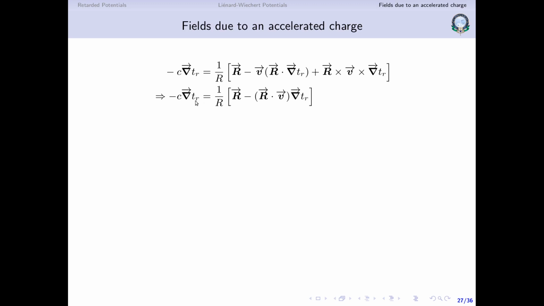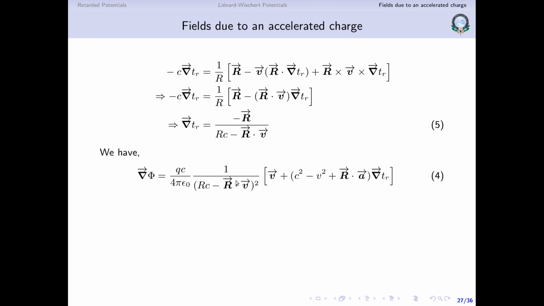So this gives us gradient of tr. We take this minus c on this side, so we have minus r divided by rc minus r dot v. We take this also on this side, and then we cross multiply, and we'll be able to simplify and write this as minus r by rc into r dot v. So this is going to give us gradient of tr.